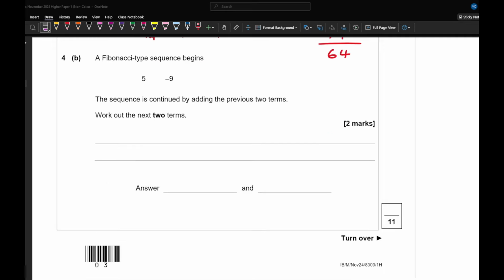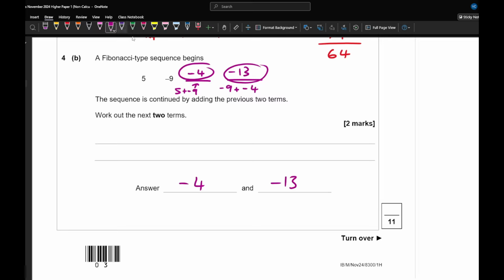Moving on to question 4, it says a Fibonacci sequence begins 5, minus 9. The sequence is continued by adding the previous 2 terms, and we need to work out the next 2 terms. To find this term here, I need to do 5 plus minus 9, which gives me an answer of minus 4. And then to find this number, I'm going to do minus 9 plus minus 4, which gives me an answer of minus 13. So my 2 numbers I need to write down are minus 4 and minus 13.